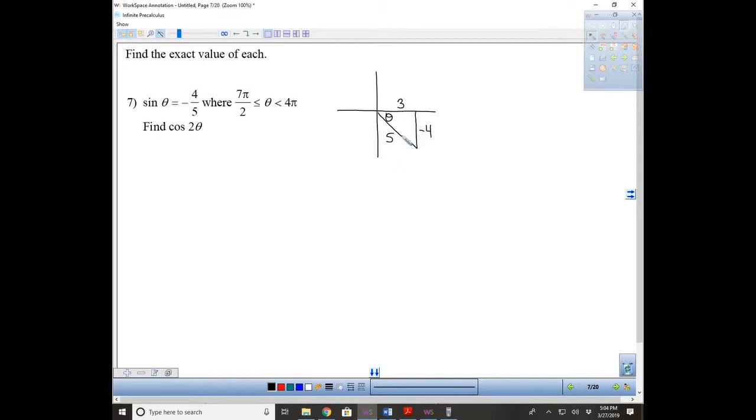Okay, so I actually really don't need that though, because I have sine, so I could just use the sine double angle formula. So that would be 1 minus 2 sine theta, which is -4/5 squared. And then all you have to do is plug that whole thing directly into your calculator, and you get -7/25.